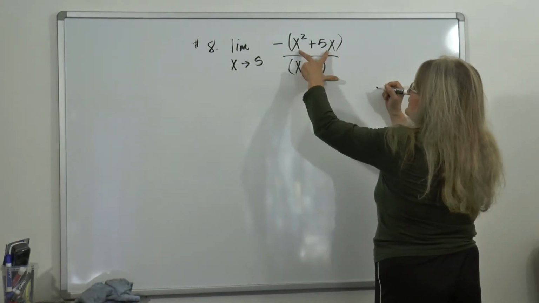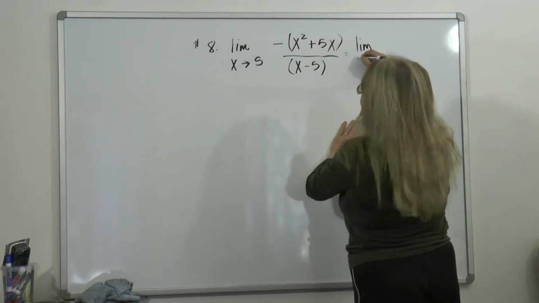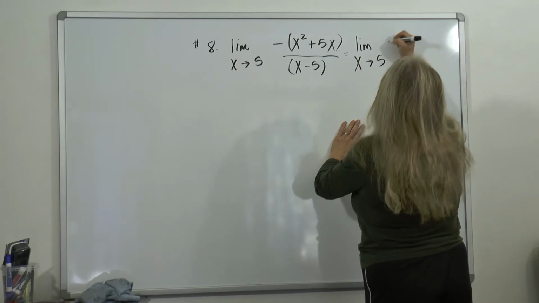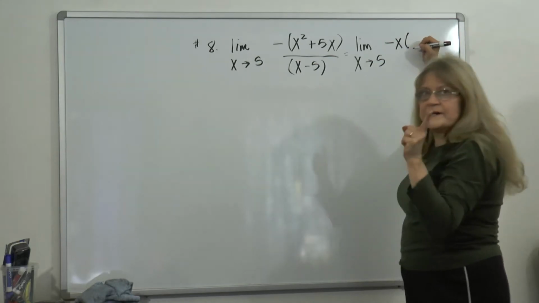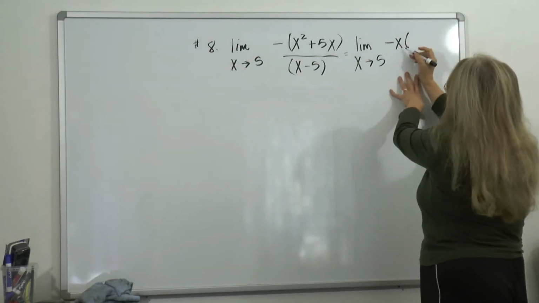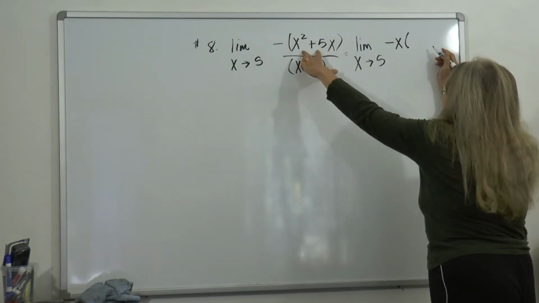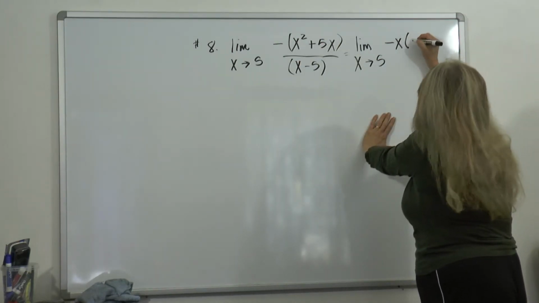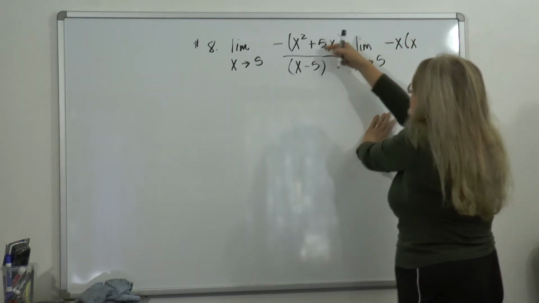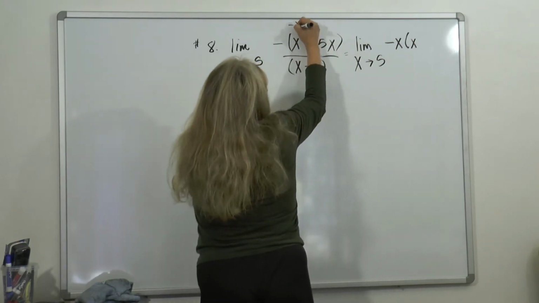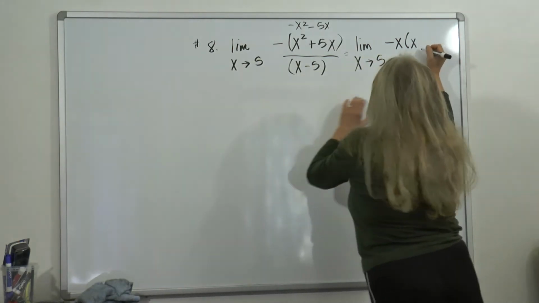For this one, I'm going to take out my greatest common factor, which is an X. So I have my limit as X goes to 5, and keep your minus sign and take out an X. Now keep in mind, with greatest common factor, it has to work so that when I distribute whatever I've taken out, I get what I originally had. So I'm going to have an X here, because if I were to distribute the negative sign up here, it would look like this. So this has to equal the same thing.